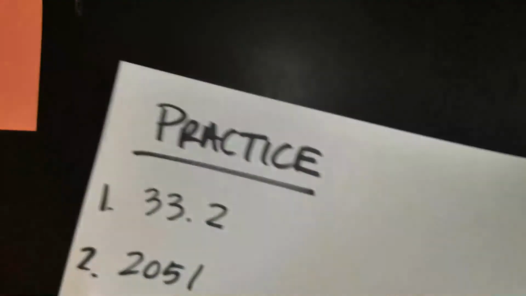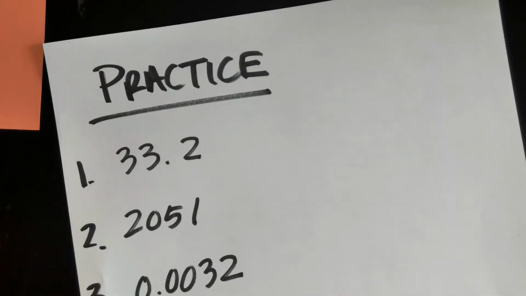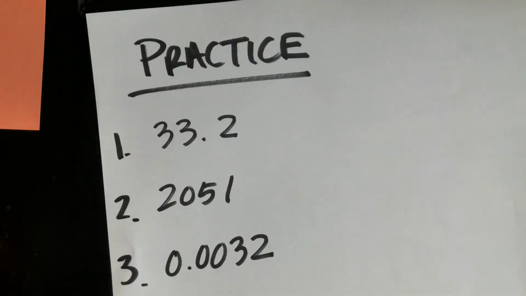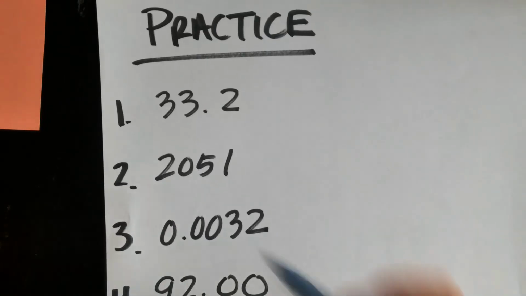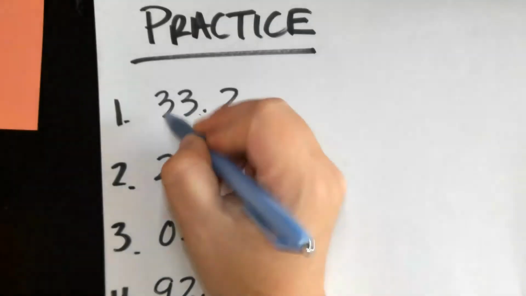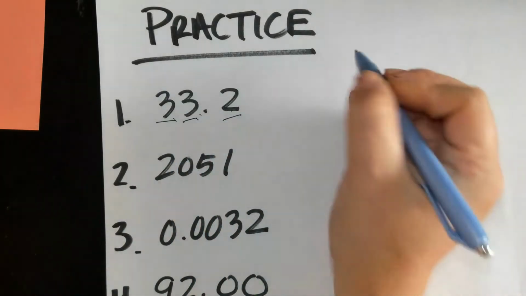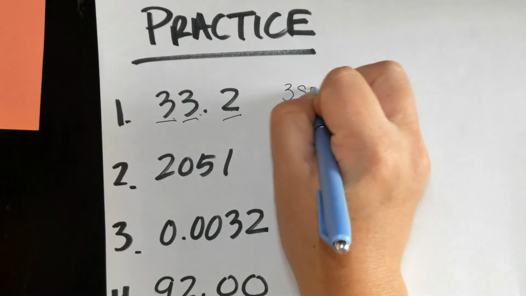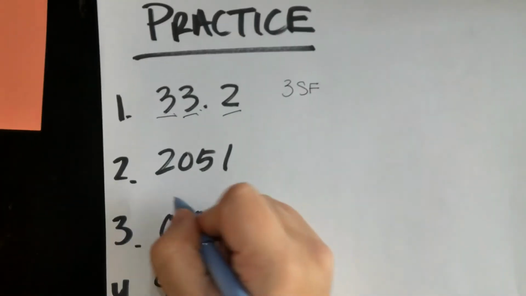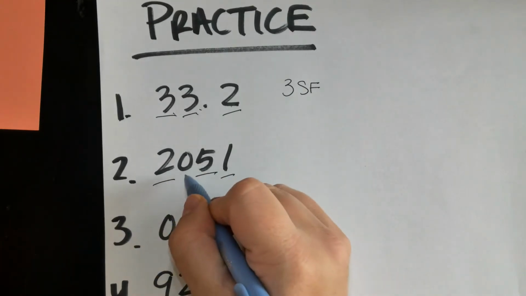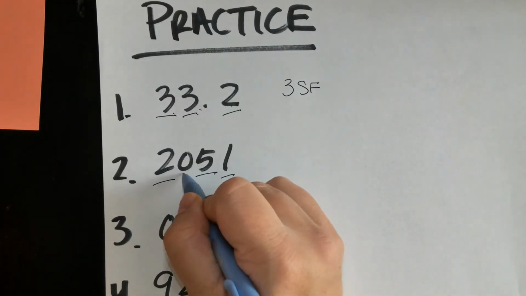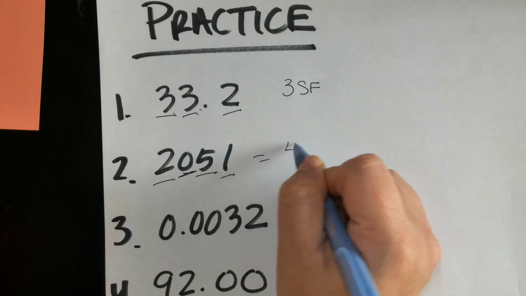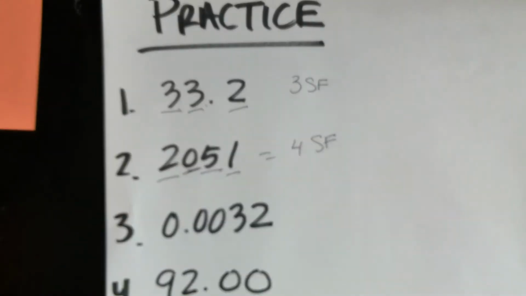Okay, let's do some practice. Let's count up our number of sig figs. 1, 2, 3. Why do I say 3? Those are all non-zero numbers. Okay? These are all non-zero, 2, 5, and 1. This zero is sandwiched in, so we have 4 sig figs.